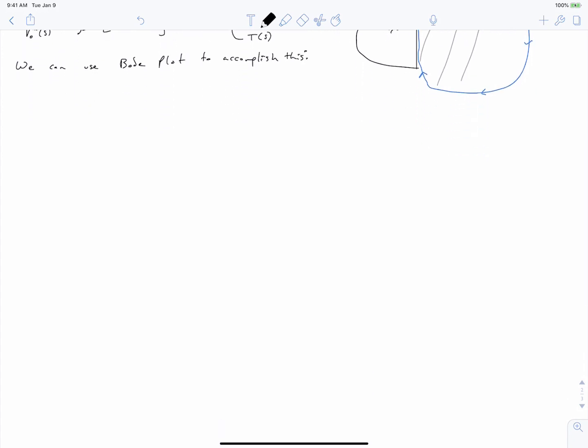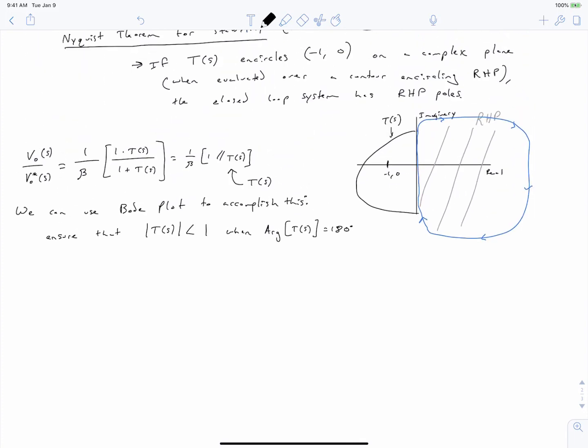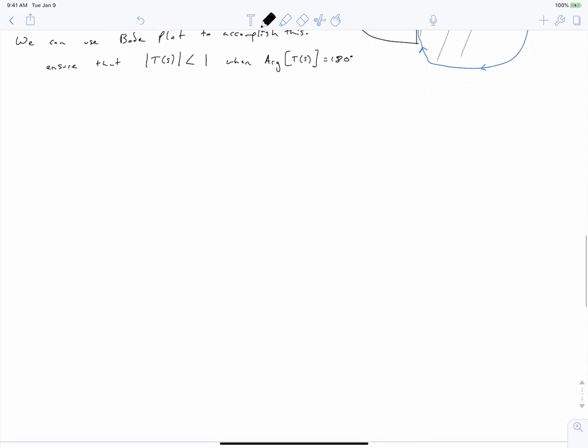And what we're trying to accomplish is we're trying to make sure that the magnitude of T of s is less than 1 when the argument of T of s is equal to 180 degrees. So this goes back to our discussion of last lecture, how if we have T of s equal to negative 1, then this expression here is negative infinity. We have a problem. So how does this look on a Bode plot?